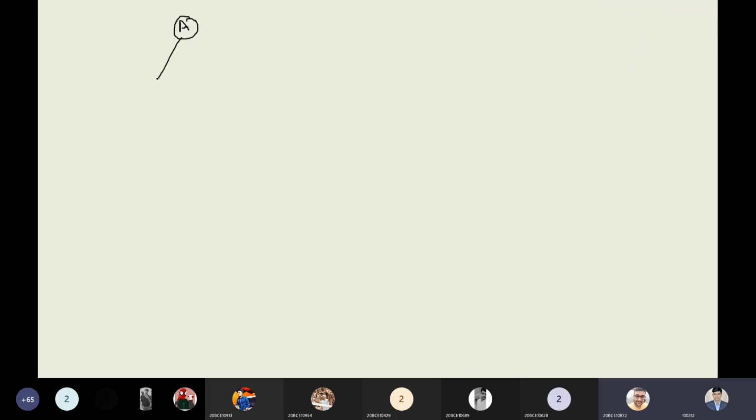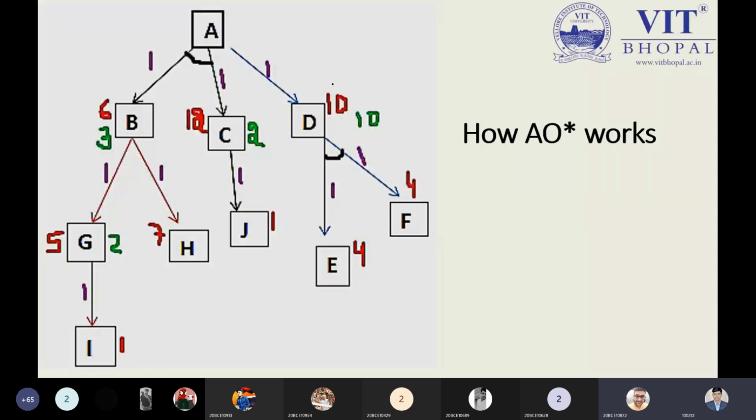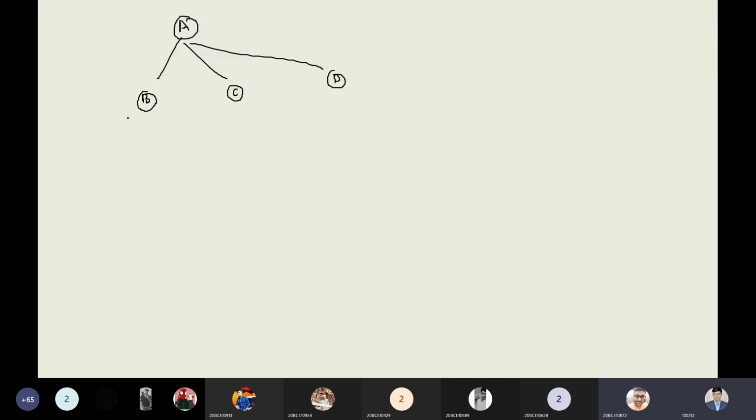A, B, C, and then D. Then G, H, D, H, J. This is connected by the G, this is connected by the H, and this is only connected by the I. This is connected by the E and F. This is connected by the E, and this is connected by the F.